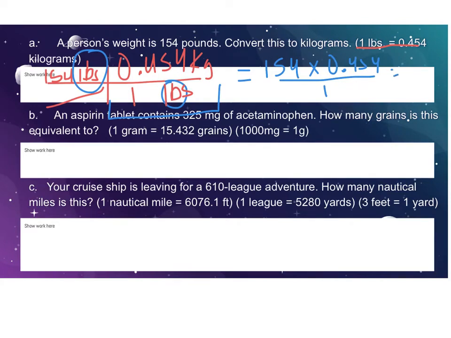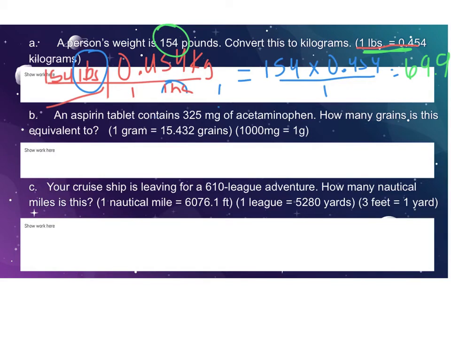So we throw that in a calculator, and we just do 154 times 0.454, and we get our final answer is 69.9. I round to 1 decimal point because there's 3 sig figs in my initial number here. I ignore the numbers in the conversion factor when I'm finding sig figs. All right. So we're going to just erase some stuff so we have some more space for the next problem. Okay.